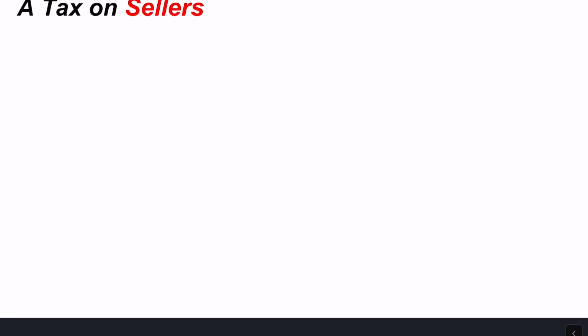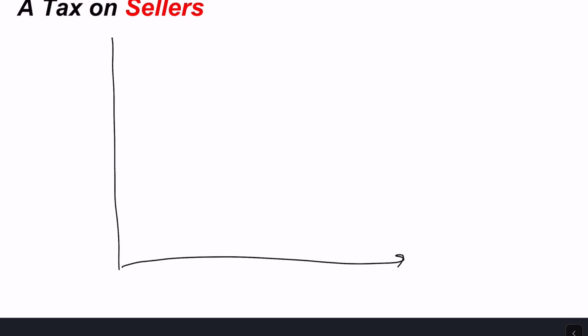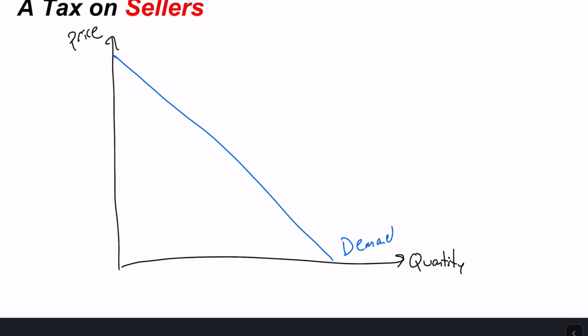All right. Now we're going to model the effects of our tax on a seller. So we have price over here, we have quantity in terms of millions of bottles of soda on that axis, the demand curve, and our supply curve.